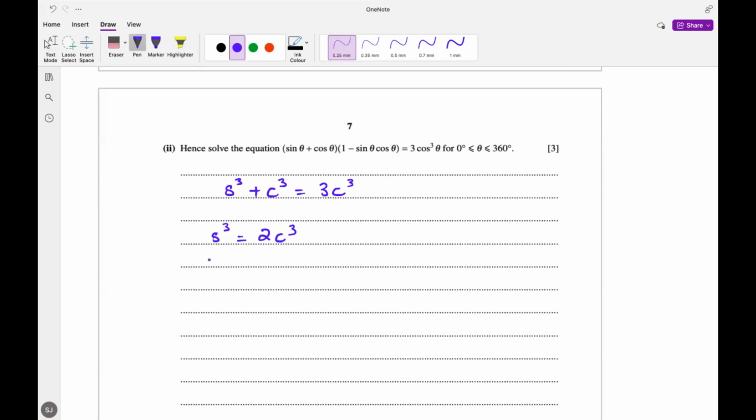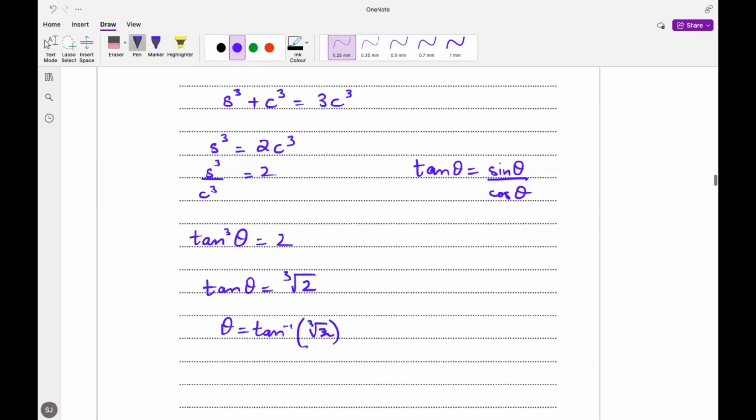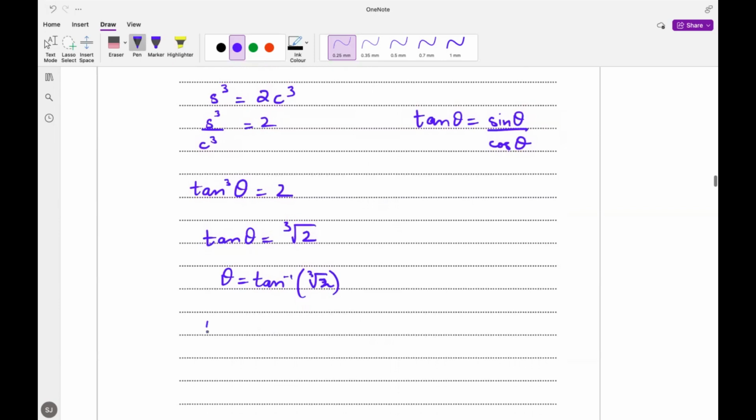Bringing the cos cube to the left hand side, we'll get sine cube divided by cos cube equals 2. We know that tan theta equals sine upon cos. So sine cube upon cos cube will become tan cube theta equals 2. So we can write tan theta equals cube root of 2. And finally, theta will equal tan inverse of cube root of 2. Putting this value in the calculator, we'll get theta equals 51.6.